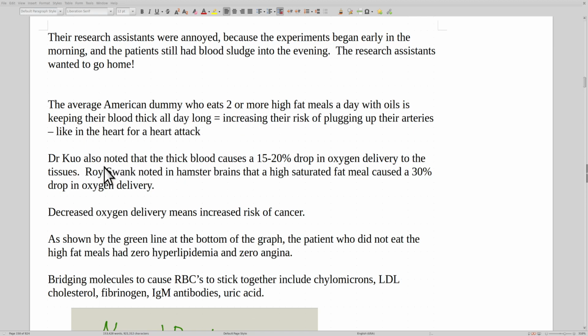We talked about this before, how research showed a 15 to 20% drop in oxygen delivery to the tissues, and Roy Swank, in hamster brain, noted a 30% drop in oxygen delivery. That's a big drop.